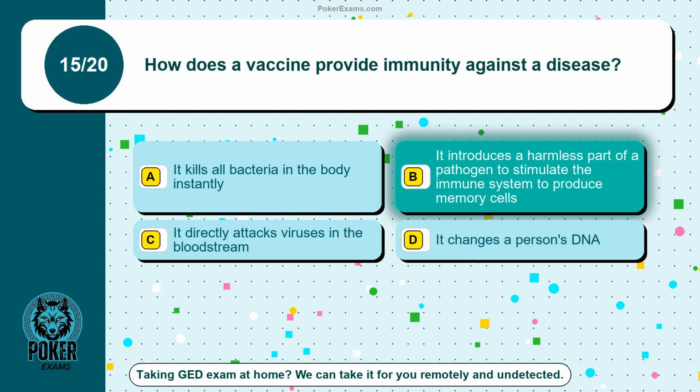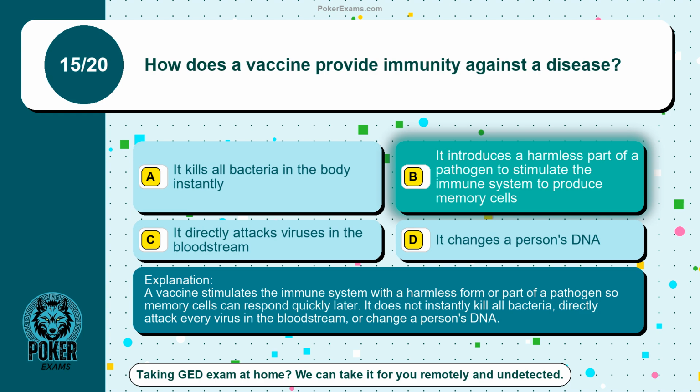The correct answer is option B. It introduces a harmless part of a pathogen to stimulate the immune system to produce memory cells. A vaccine stimulates the immune system with a harmless form or part of a pathogen so memory cells can respond quickly later. It does not instantly kill all bacteria, directly attack every virus in the bloodstream, or change a person's DNA.